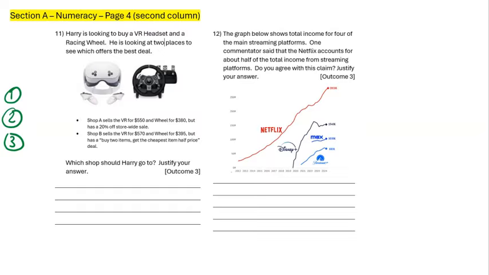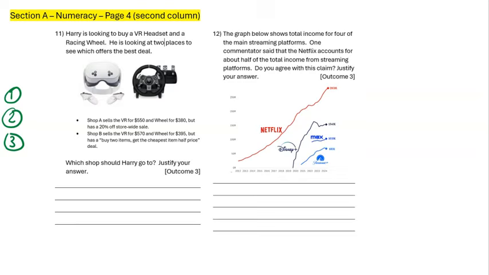So Shop A sells the VR for $550, the wheel for $380, but it's got a 20% store-wide sale. That looks pretty good, 20% off. Shop B sells the VR for $570, the wheel for $395, but it's got a buy 2 items and get the cheapest half price deal. So 2 different deals. What we're going to need to do is do the math for both of them to figure out the combined price.